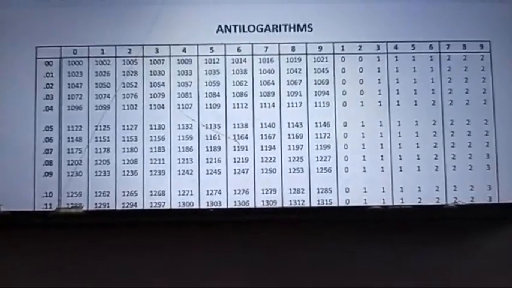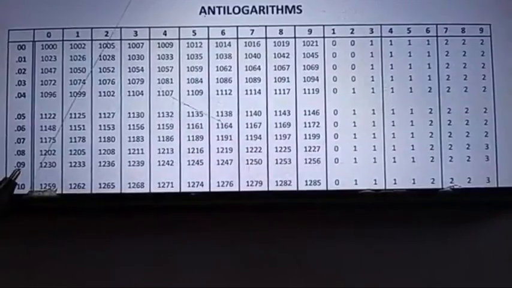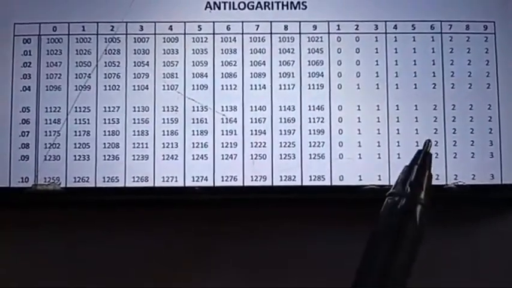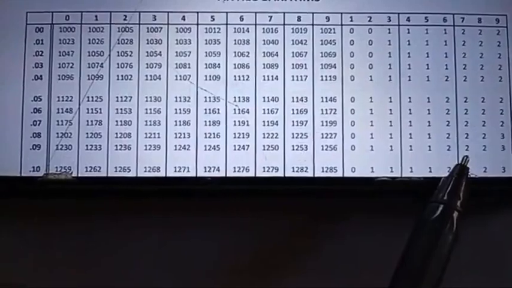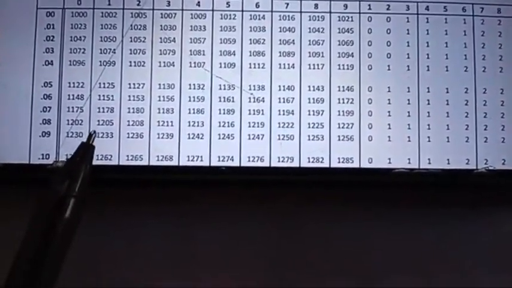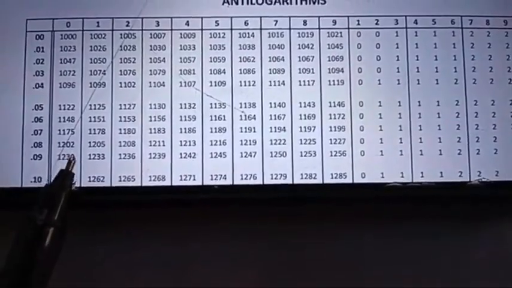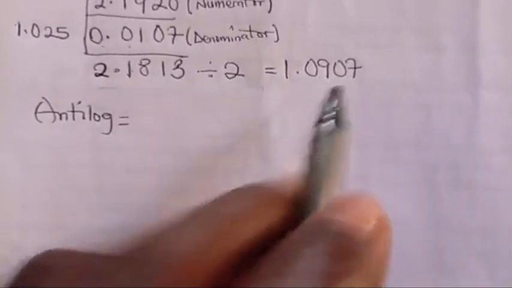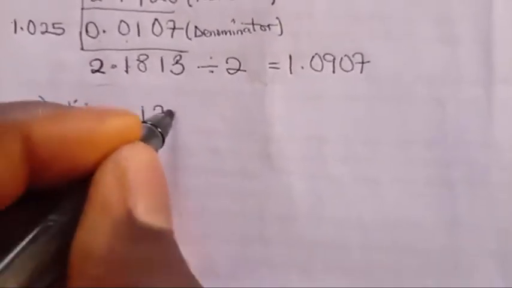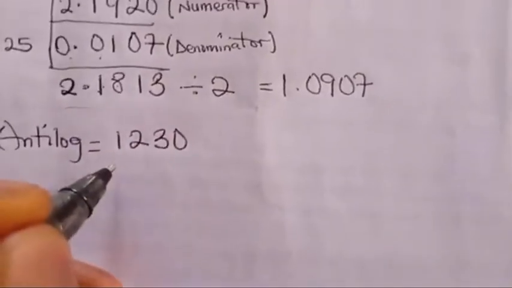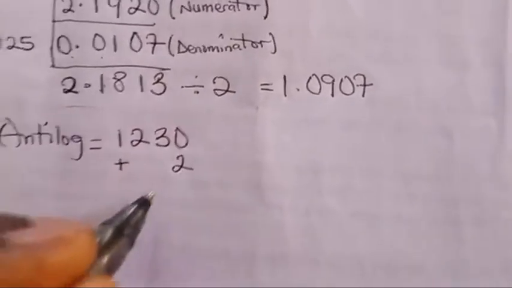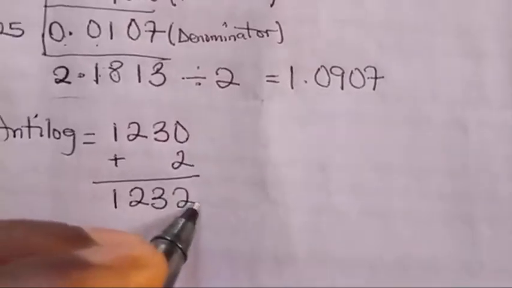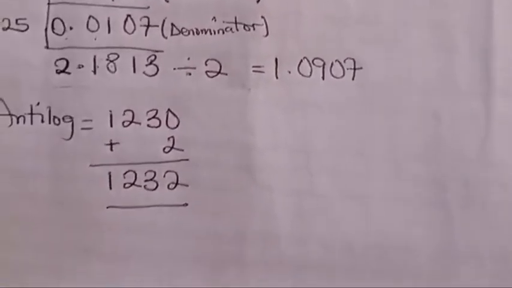Here is our antilogarithm table, and 0.09 under 0 we have 1230. Difference of 7, when you come to this difference of 7, you have 2. So adding these 2 to 1230, you are going to have 1232. Antilogarithm of 09 under 0 we have 1230. Difference of 7 we have 2. And summing these up, we have 1232. So this is our answer.